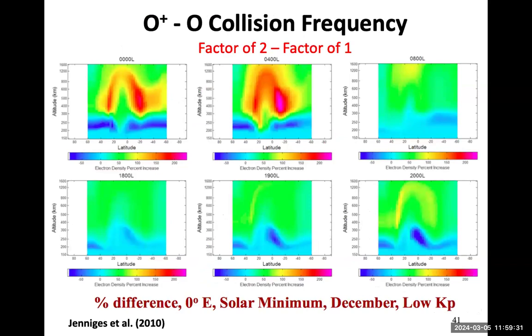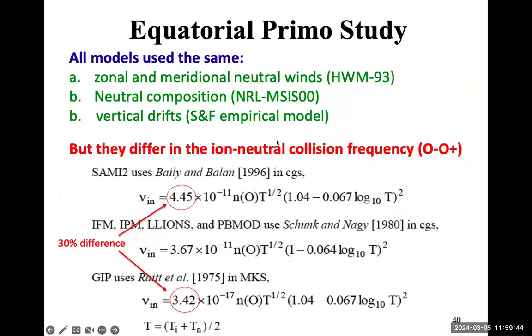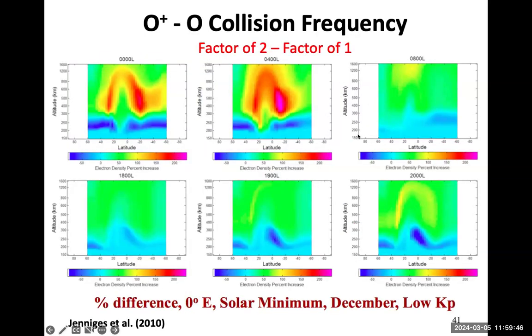Just to show you here, this is if you have a factor of 2 difference in the O+ and O collision frequency. So a factor of 2, that's probably overdoing it. That's not the case. But you see here, we see 30% in here. So if we have a factor of 2, we see differences. This is a percent difference here, of over 200%. And it's very complicated. It varies with local time. It varies with altitude, and so forth. So you get very different results in your ionosphere.